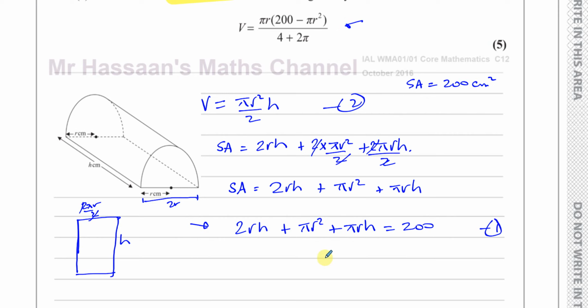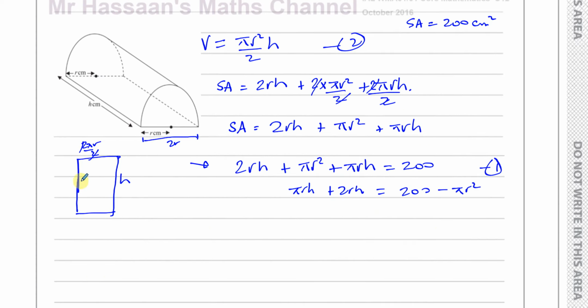So what we should do is make h the subject of this, so that I can eliminate it from this equation. I'm going to keep the h's on one side. So I've got pi rh plus 2rh equals 200 minus pi r squared. I just subtract this from both sides. Now I can see h is common on this side. I want to make it the subject, so I'll take it out as a factor. So I have h times pi r plus 2r, and that's equal to 200 minus pi r squared.